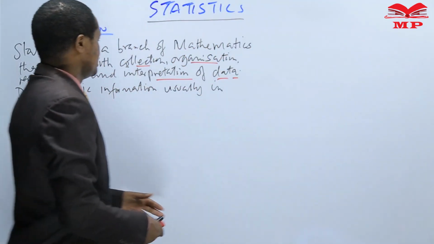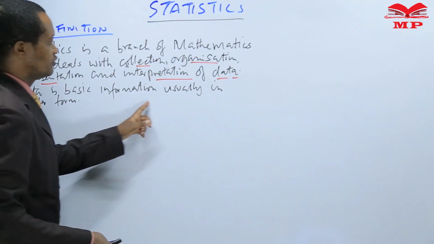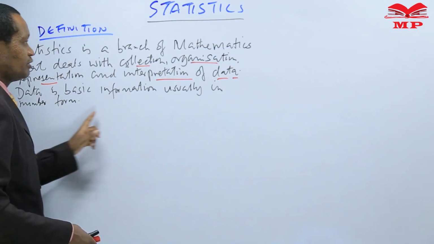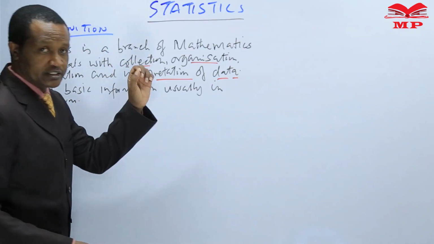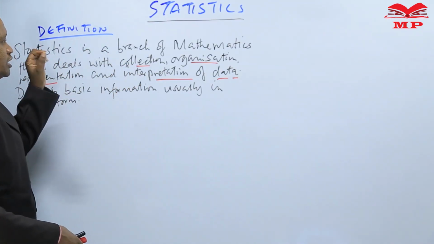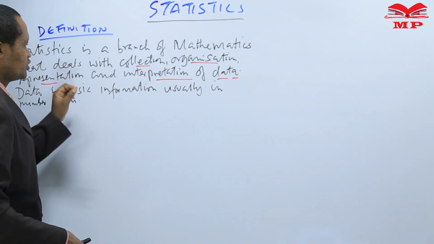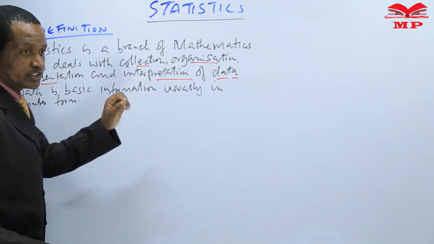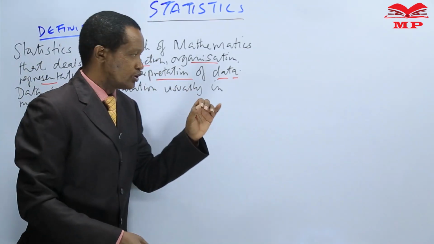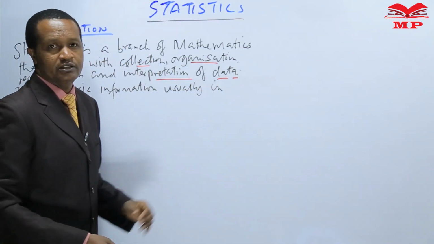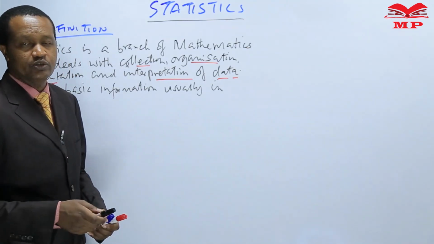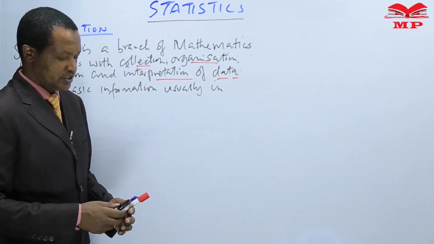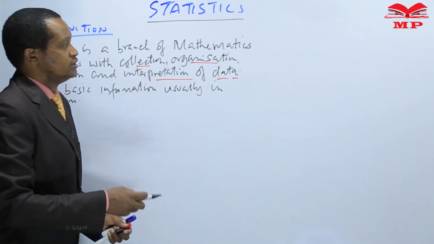We said data is basic information usually in number form, and we have defined statistics as a subject that deals with collection, organization, representation, and interpretation of data. So learners, that is the definition for the term statistics.